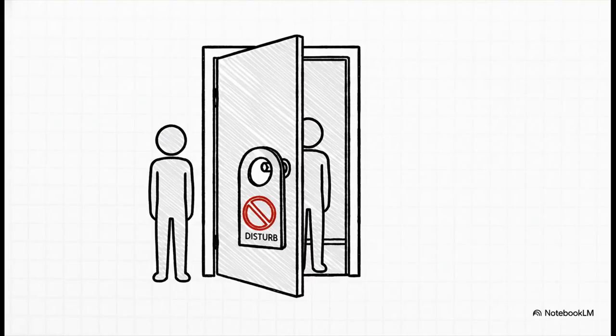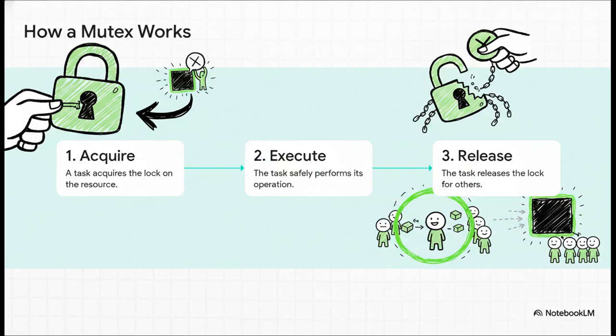This tool is called a mutex, which is actually short for mutual exclusion. And yeah, it acts just like a do not disturb sign on a hotel room door. Before a task enters that critical section of code, it puts up the sign. And while that sign is up, no other task is allowed in, not until the first one is finished and takes the sign down. The whole process is this really simple three-step dance.